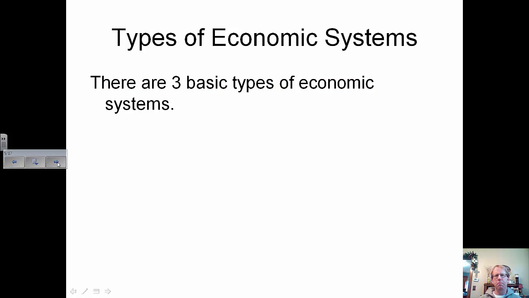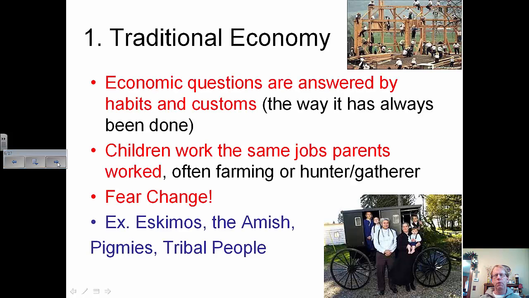There are three basic types of economic systems. The first one I want to talk about today, make sure you understand, is called a traditional economy. In a traditional economy, the economic questions are answered by habits and customs. It's just the way things have always been done by the people. So it worked 100 years ago, it worked 50 years ago, let's keep doing it the same way.